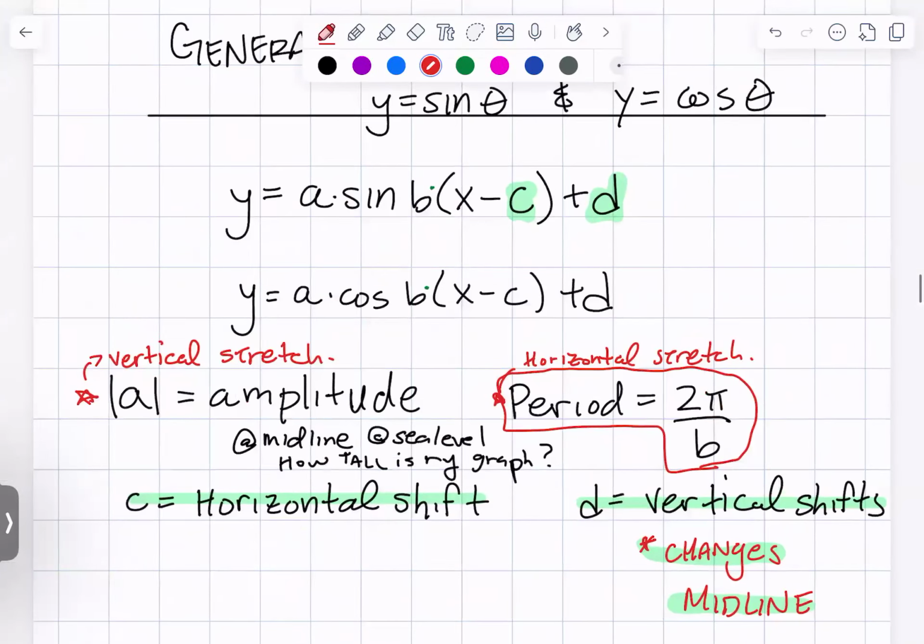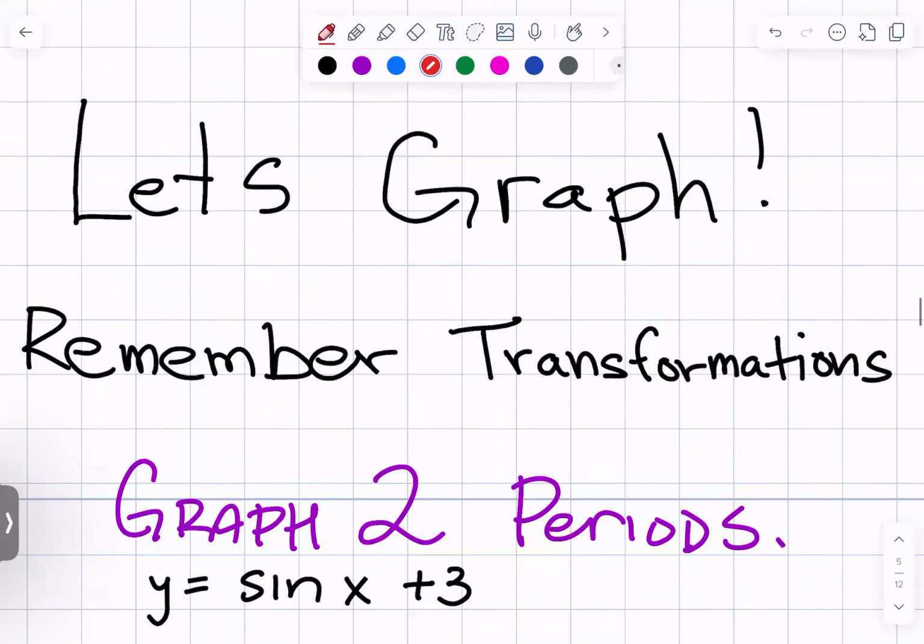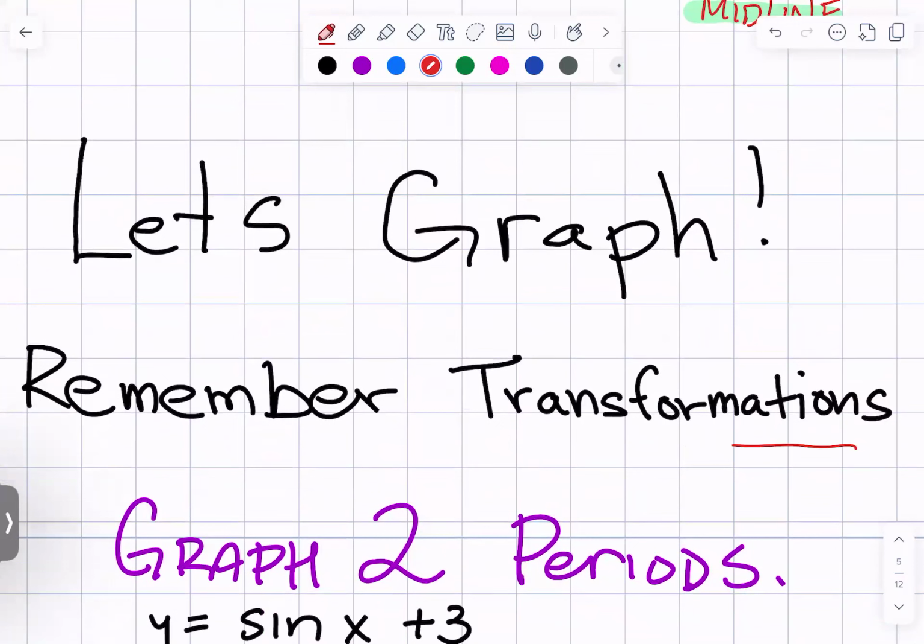And now that you know that, let's graph. Okay, and we have to remember transformations. We're going to graph 2 periods of each and every one that we do. So let's get it.